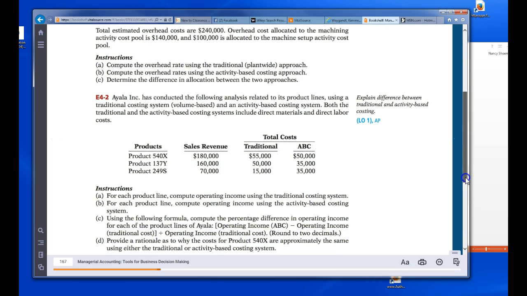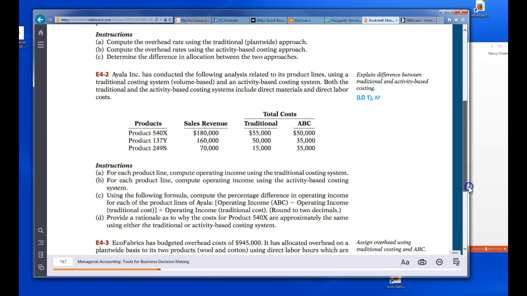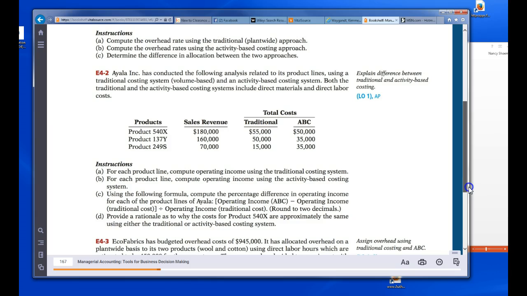Let's go to E42 and work on this one. Ayala Inc. has conducted the following analysis related to its product lines using a traditional costing system and an activity-based system. Both the traditional and activity-based systems include direct materials and direct labor costs. So you see our different products.